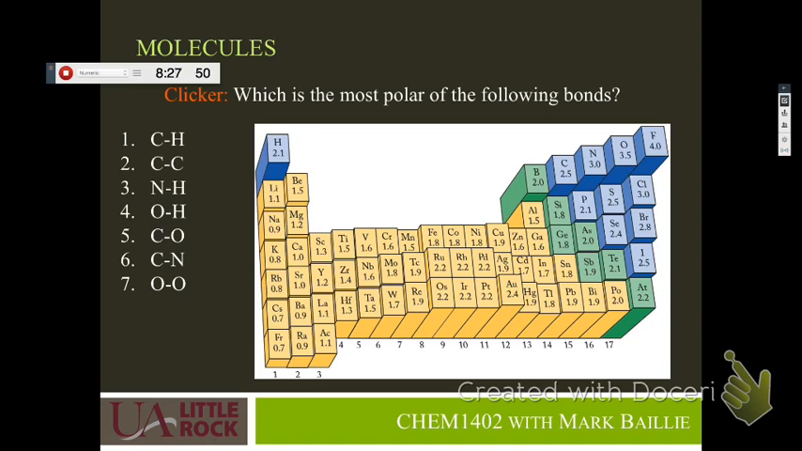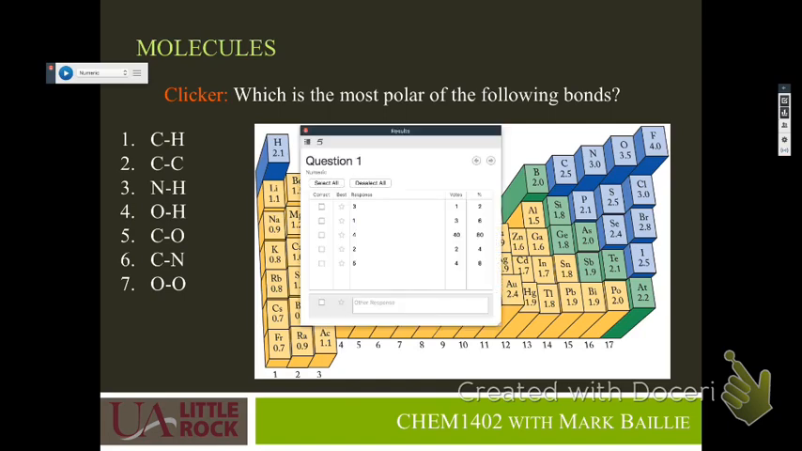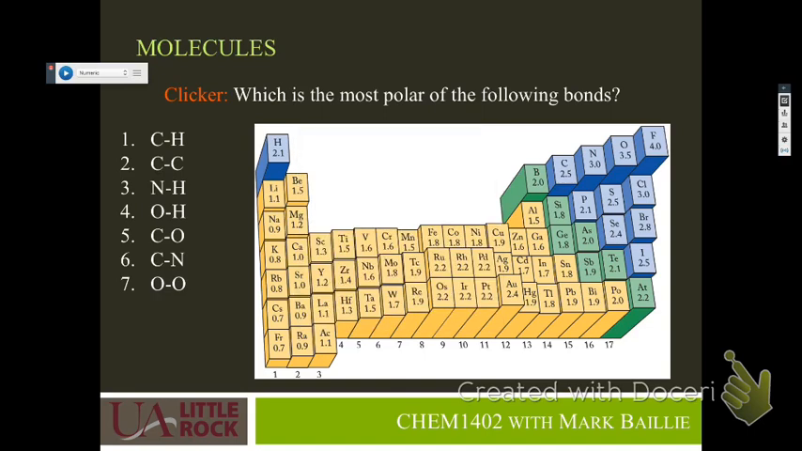So carbon to hydrogen, I asked you guys to start that last week and write all of them out. So which one of these has the largest difference in electronegativity? The most votes was for number 4, oxygen and hydrogen. The difference in electronegativity between oxygen and hydrogen is 1.4.